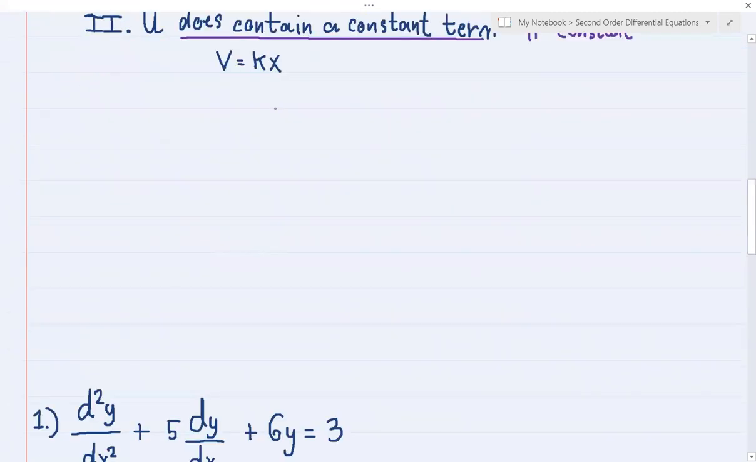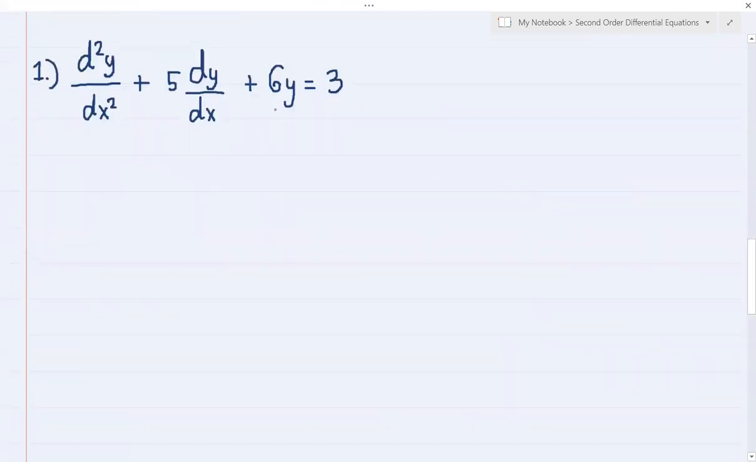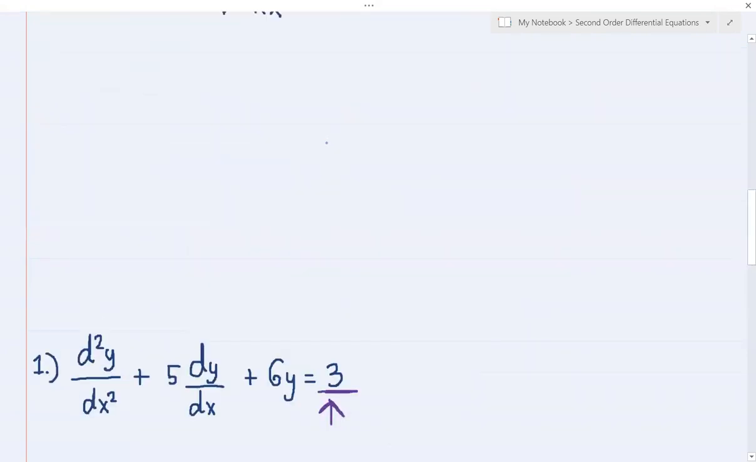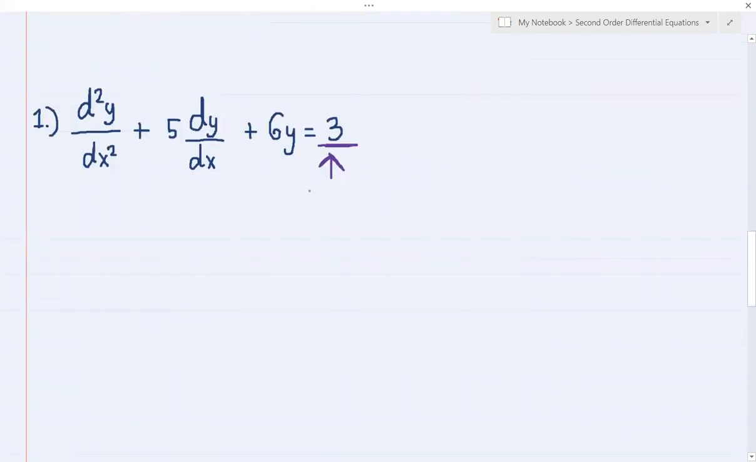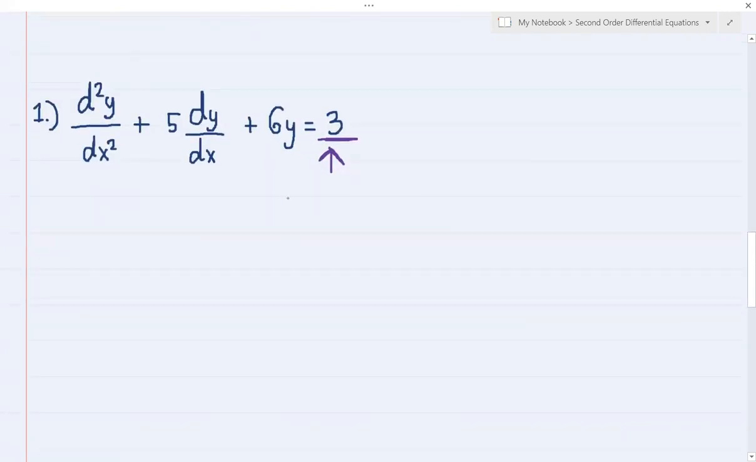Okay, so for your first example, we have d squared y all over dx squared plus 5 dy all over dx plus 6y is equal to 3. Now take a look. We have a constant term of 3. So therefore, you're going to apply these two conditions. And it is obviously not equal to 0, so it is a non-homogeneous differential equation.